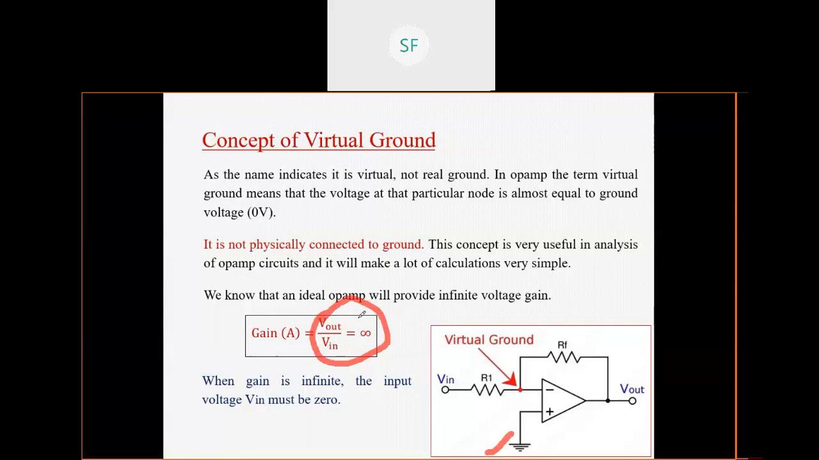Anyone? What is this fraction and this expression telling you about either V out or V in? Which information are you getting from this expression? If anyone can answer, please.